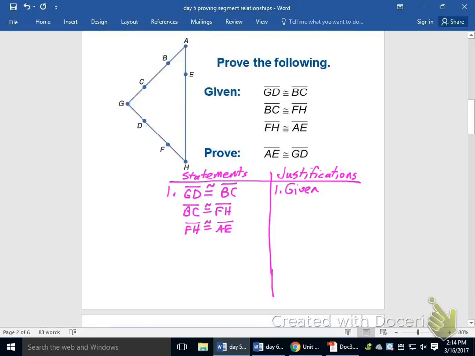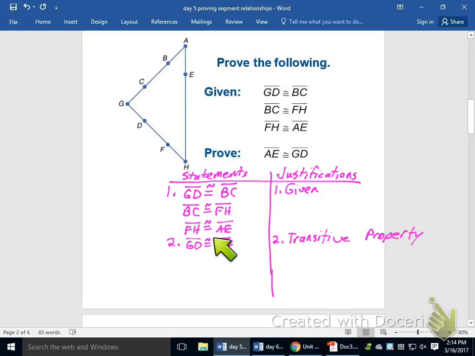Alright, on this proof I've already set up the given into my proof. I'm trying to get the fact that AE is congruent to GD. Looking at the given, where I would start is to state that segment GD would be congruent to segment FH since they are both congruent to segment BC. That would be by transitive property. Sorry, I miswrote that. That should have been FH right there, because they're both congruent to BC.